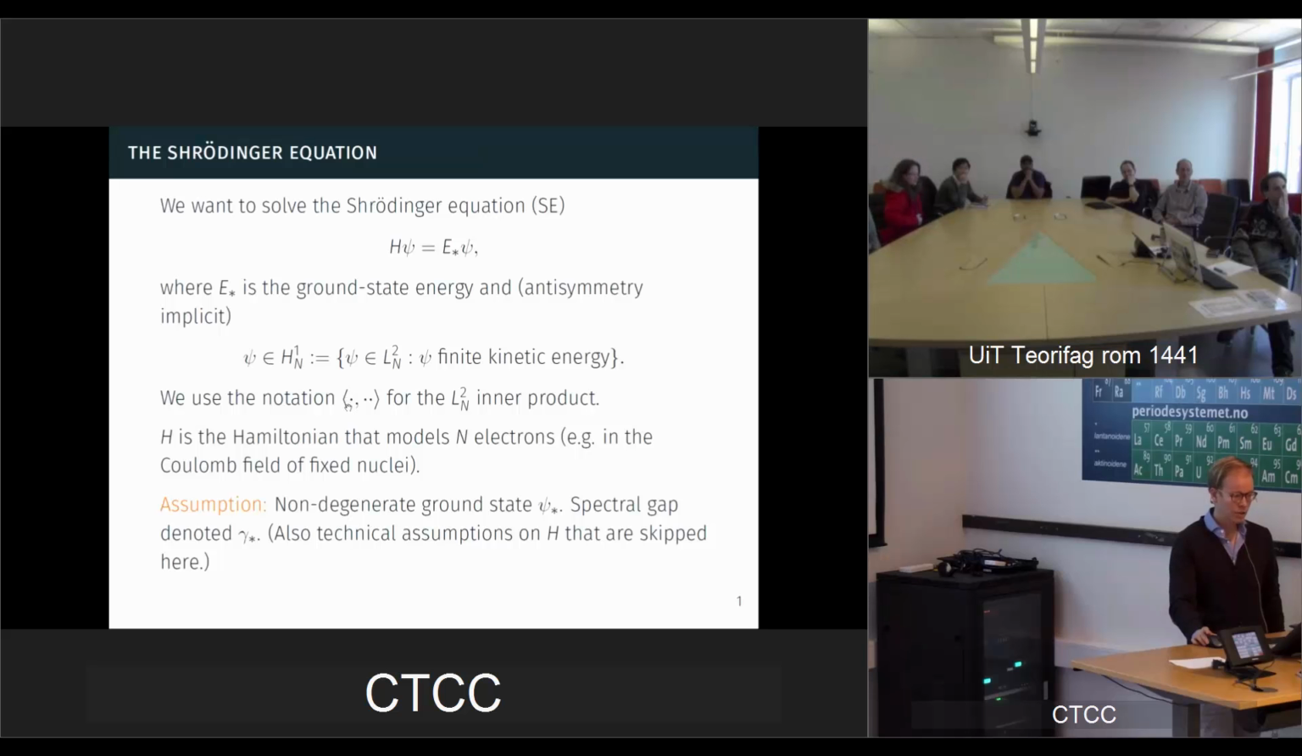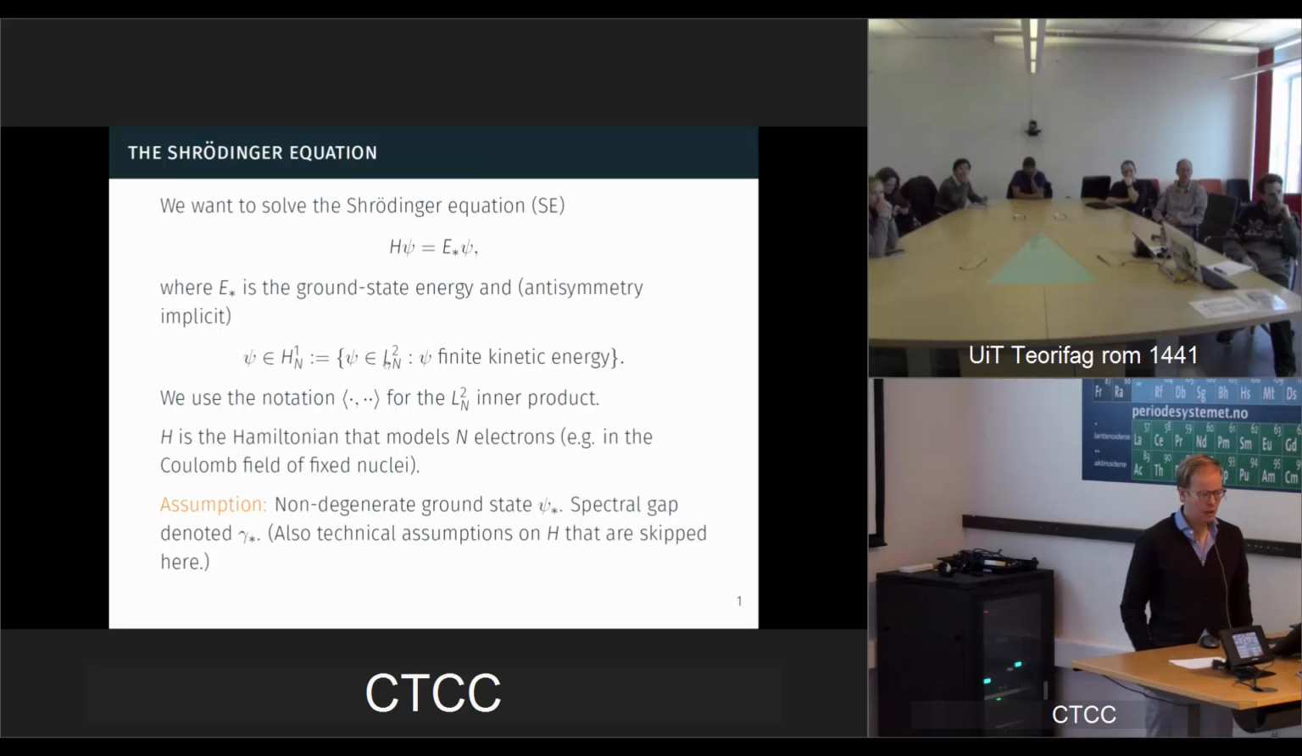I will use this notation for the L2 inner product on the full n electron space. And then, of course, this H here models these n electrons. And there are, of course, some criteria on this Hamiltonian, but the technical ones I will skip and just say that the main assumption here is that we have a non-degenerate ground state that will be denoted psi subscript star. And that means that we have a spectral gap between the ground state energy and the rest of the spectrum.